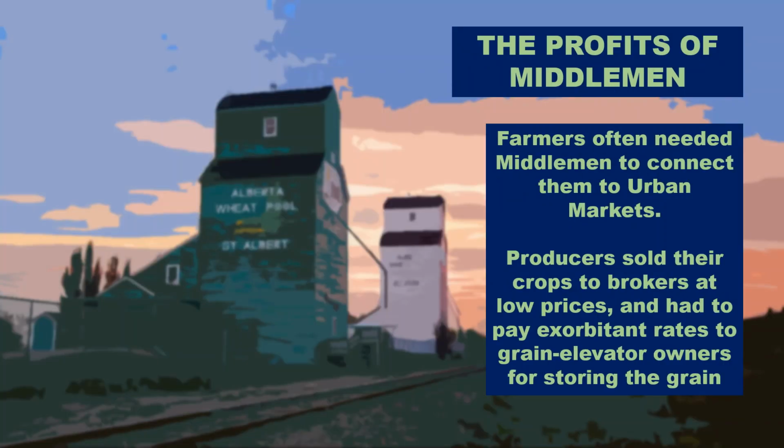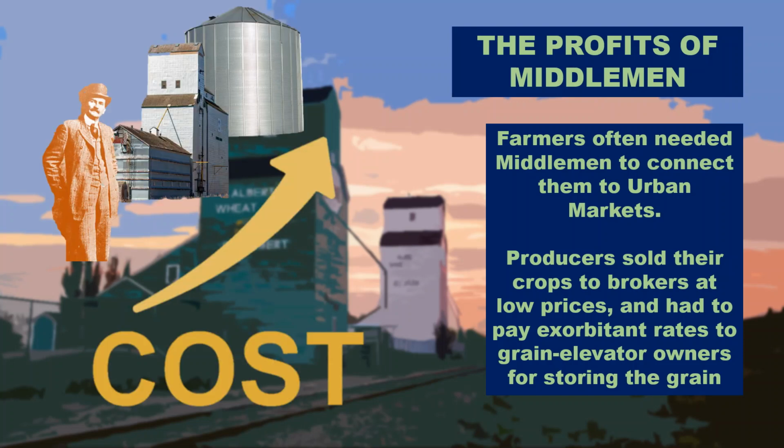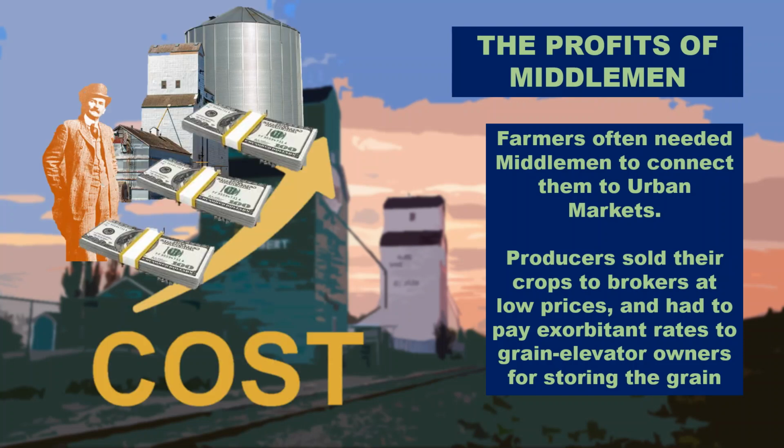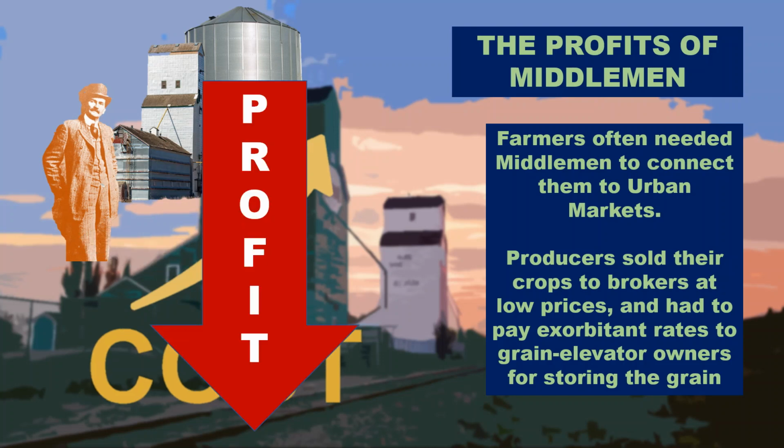The profits of middlemen. Farmers often needed middlemen to connect them to urban markets. Producers sold their crops to brokers at low prices and had to pay exorbitant rates to grain elevator owners for storing the grain. The services provided by middlemen increased the costs faced by farmers, lowering their profits as well.